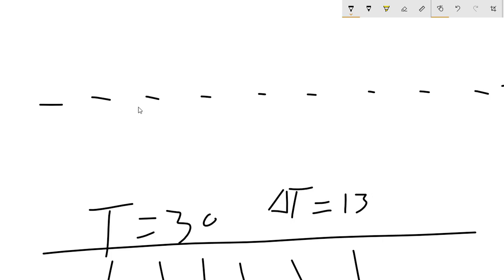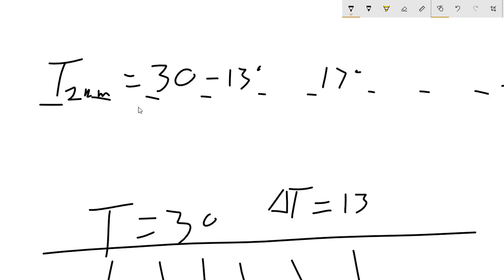And you know that temperature should decrease the higher that we go up in altitude. So temperature here at 2 kilometers is going to be equal to the temperature at the surface minus 13 degrees. So that means that the temperature at 2 kilometers is actually 17 degrees Celsius. And that would be the answer here. So this is a way that you can use lapse rates.